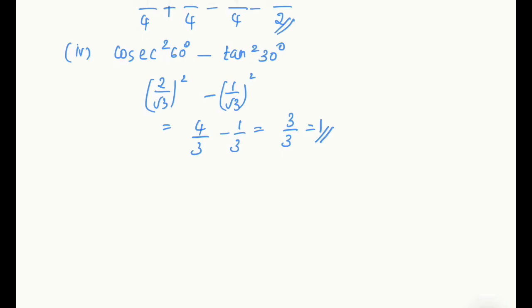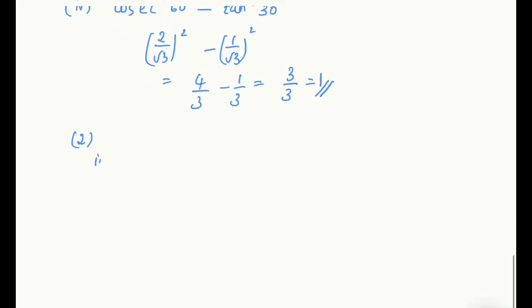Now let me do the fifth question. The fifth and sixth questions you can try yourself. It's easy. You just have to substitute the values, take the square and do it. Okay. Let us do the second main now. In the second main, the first question is very simple. Let me do the second sub question in that.